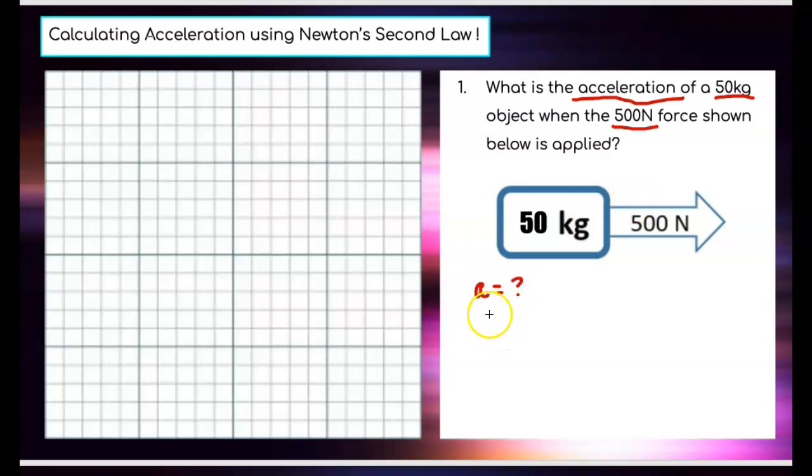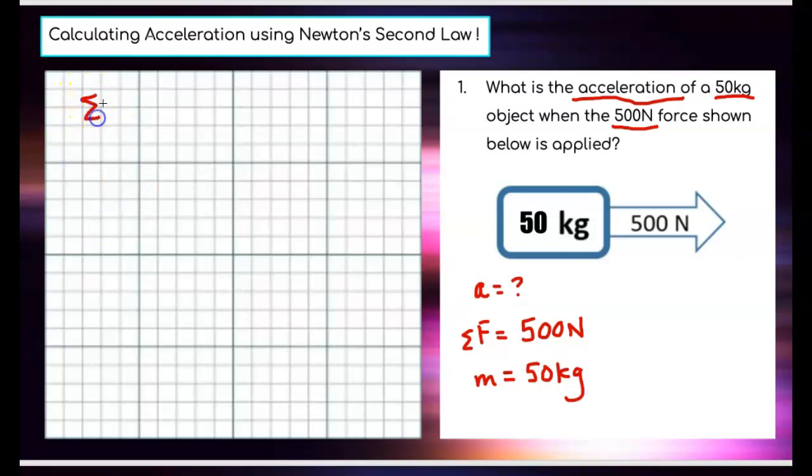So a is what we don't know, it's what we're solving for. We know that the net force here, you can see it's the only force acting, so we'll assume that is the net force, 500 newtons to the right. And we also know that the mass of the object is 50 kilograms. Now we're ready to solve.